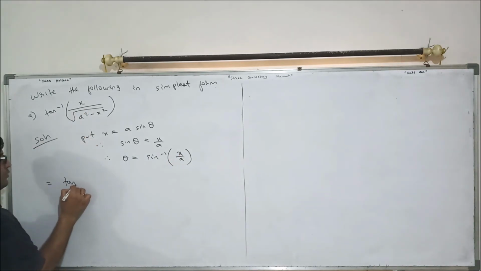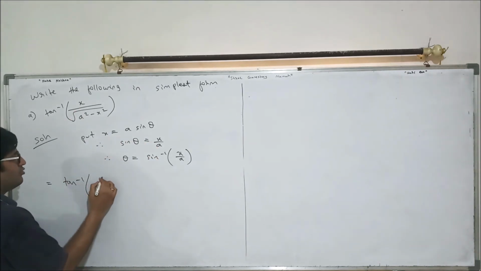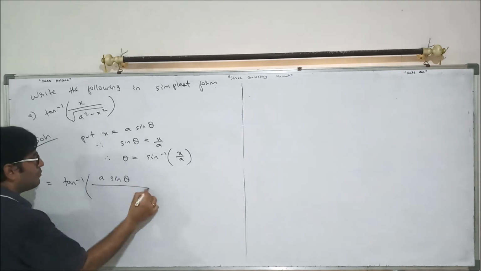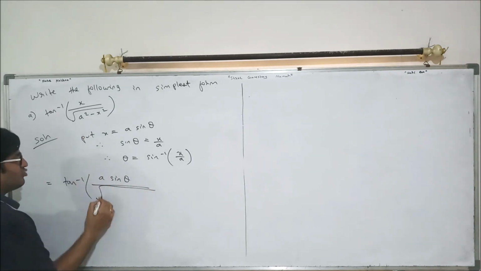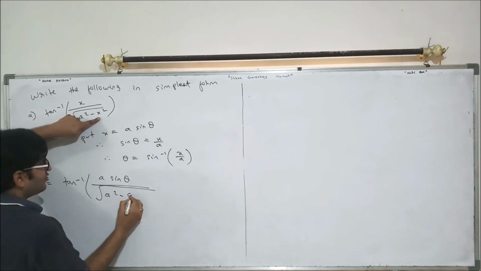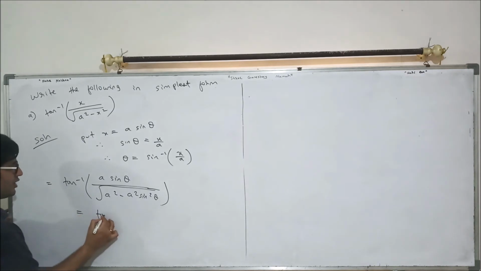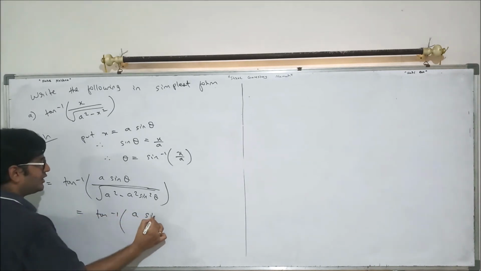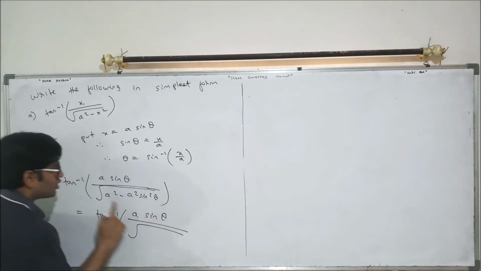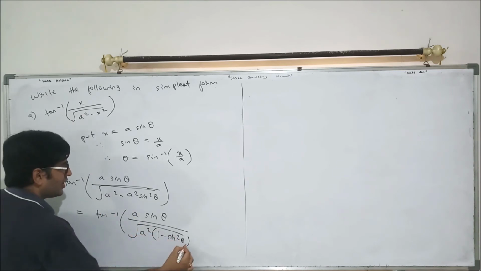Now let's come back to the expression. So it is going to become tan inverse of, wherever there is x, there we have to put a sin theta. So I get here a sin theta upon square root of a square as it is, and in place of x we are putting a sin theta, so this term becomes a square sin square theta. Okay, so if you further simplify, you get tan inverse of a sin theta upon, what is common in these two terms, a square is common, so I am going to get here 1 minus sin square theta.